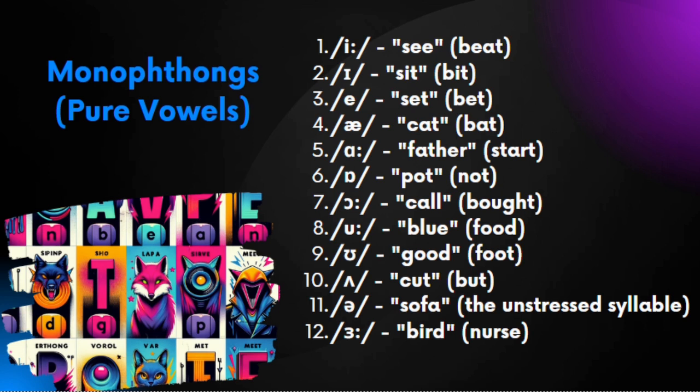So let's try it again. I'm going to go from number 1 very slowly. I'm going to repeat it. You just listen, follow along, pause the video if you need to, but repeat after me. Number 1, see, in parentheses, beat. Number 2, sit, or bit. It's the I sound. Right? Number 3, as in set or bet.